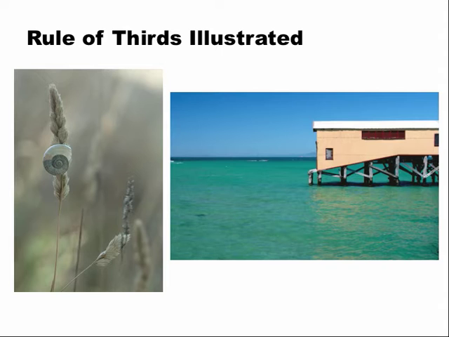Again, a couple more illustrations for rule of thirds. You will see the snail that's on the stalk of wheat over here. You have lines. Remember, we've been talking about lines, angles, rule of thirds, nice soft background. You have a foreground where the stalk and the snail are featured.